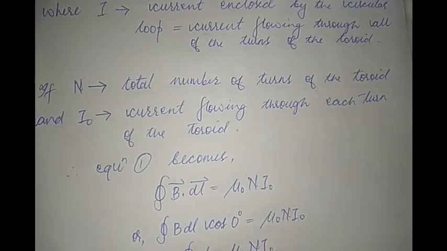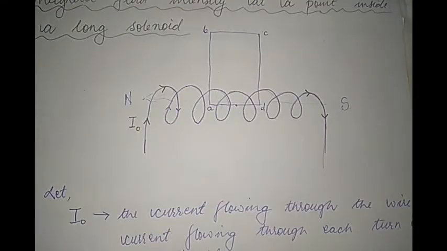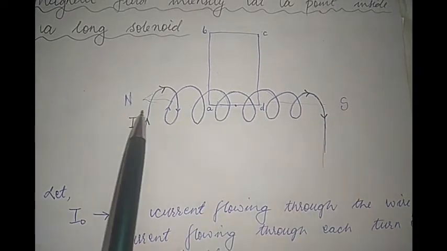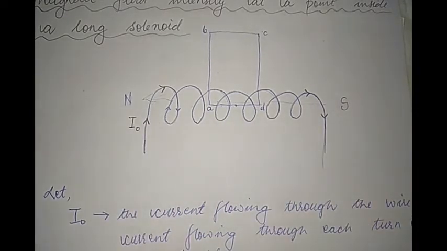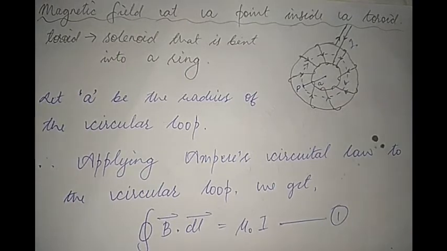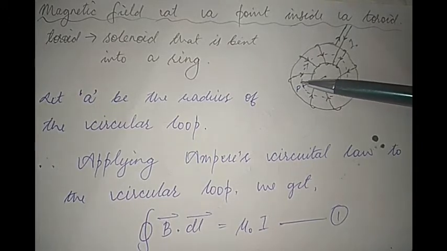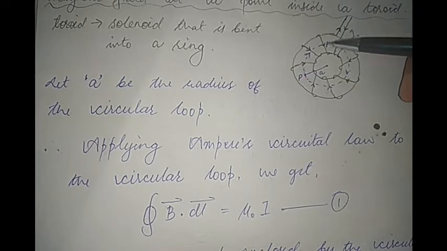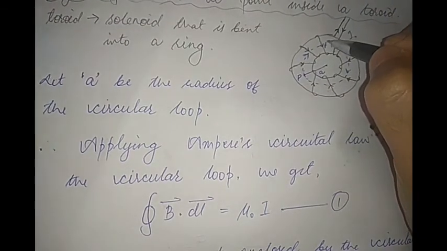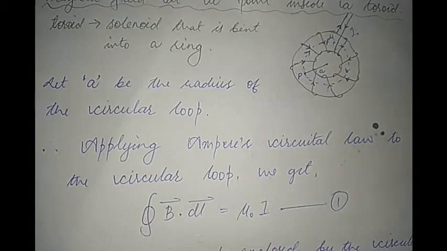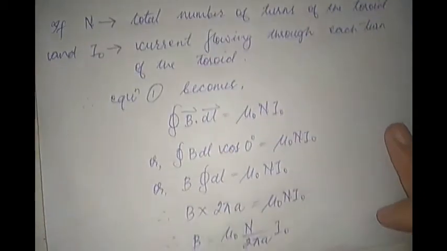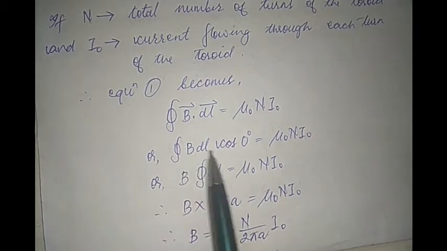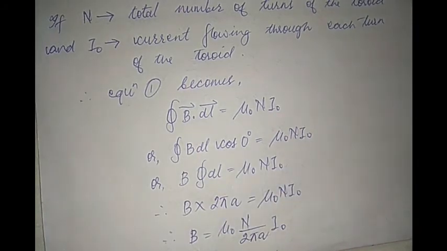Now we've already learned that in the case of the solenoid, the magnetic field will be parallel to its axis, directed from the south pole to the north pole, of course. Since a toroid is simply a bent solenoid, the direction of the magnetic field inside the toroid will be like this, rotating in the clockwise sense. Now we consider a small elemental length dl in this loop. So this is dl. Therefore, magnetic field and dl being in the same direction, Ampere's circuital law becomes integration B dl cos of 0 degrees, which is mu naught N I naught.